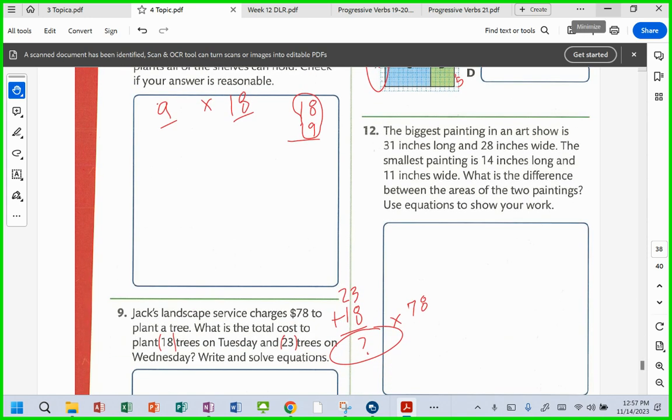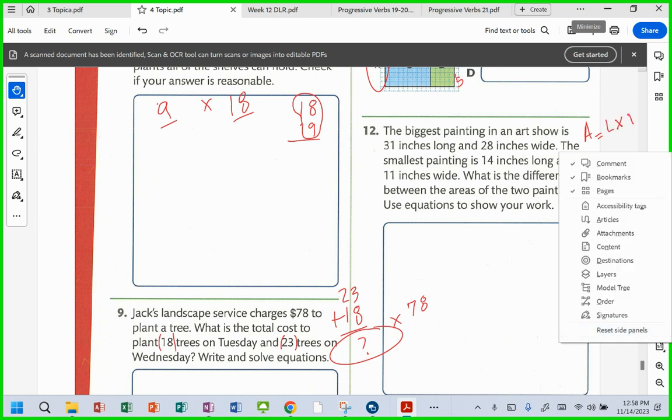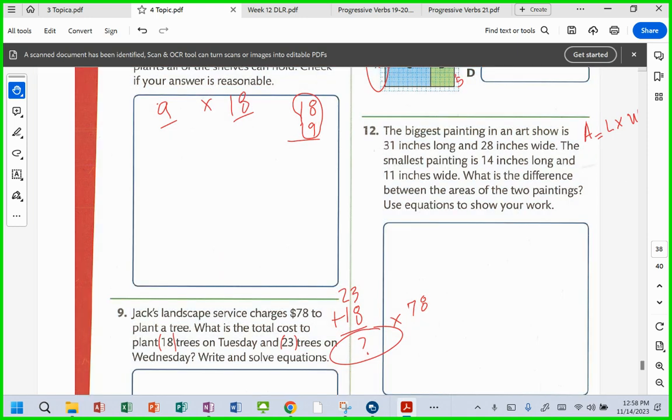The biggest painting in the art show is 31 inches long and 20 inches wide. The smallest painting is 14 inches long and 11 inches wide. What is the difference between the areas of the 2 paintings? How do we find area? Area equals length times width. There it is. I gave you a nice little nugget there. I'm going to do it again up here. Area equals length times width.